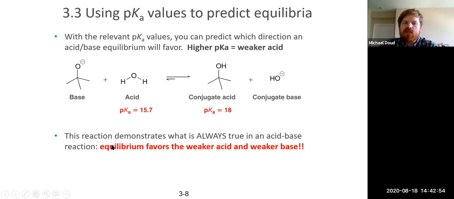Now, the way that we can remember this is that equilibrium is always going to favor the weaker acid and the weaker base. The higher the pKa is, the weaker the acid is going to be. So since tert-butanol has a higher pKa, the position of equilibrium is going to favor the products, the side that has the higher pKa. Just keep in mind, when we say a stronger acid or a stronger base, think of those as less stable forms. A strong acid wants to give up its proton. A strong base wants to take a proton. So the more likely it is to give up its proton, the less likely it is to be a stable compound. That's why the weaker acid is going to be favored.